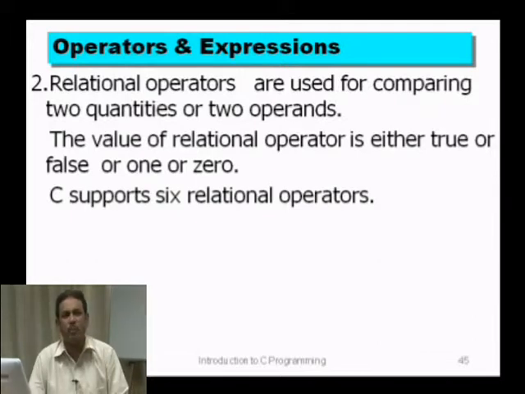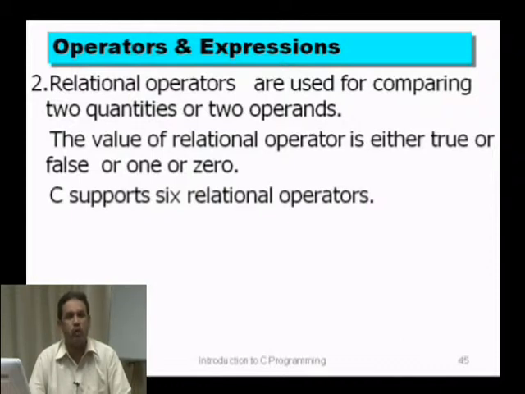Next, the second type of operators are the relational operators. These operators are used for comparison of two variables or two operands. Whenever you compare two variables, the value may be true or false, but not both. Relational operators are used for comparing two quantities or operands, and the value of a relational operator is either true or false, or 1 or 0.